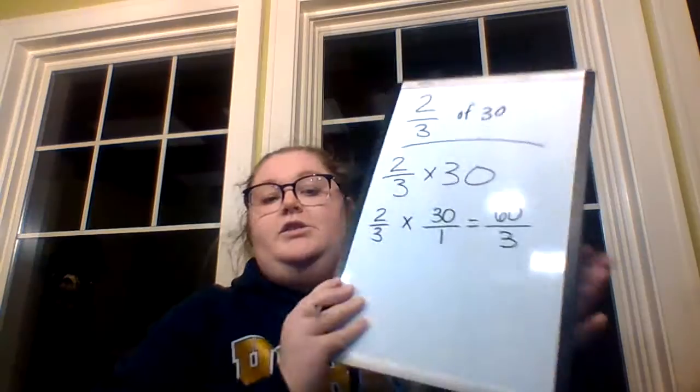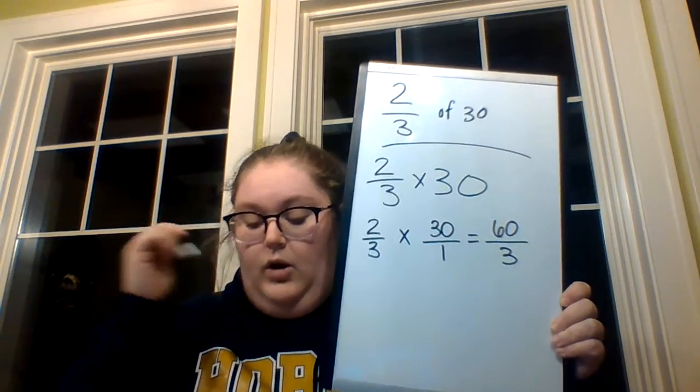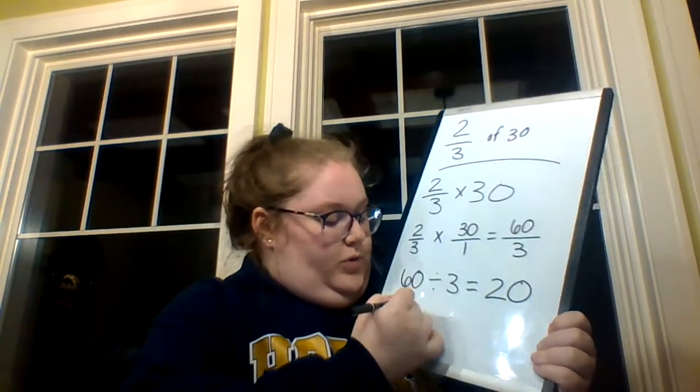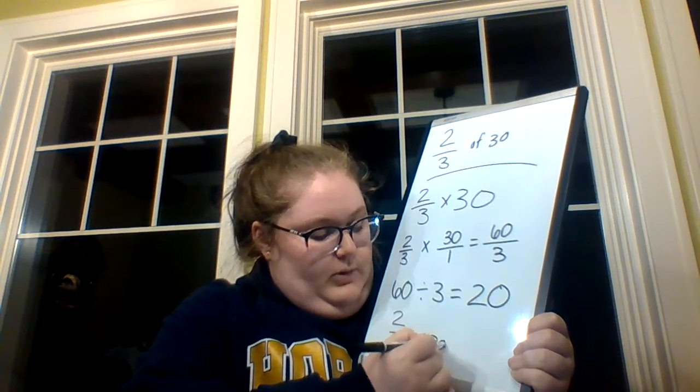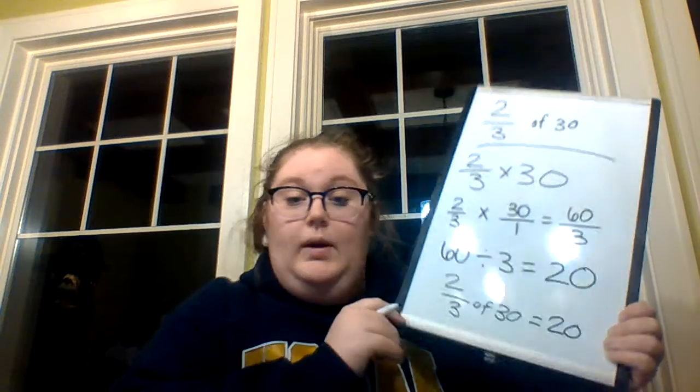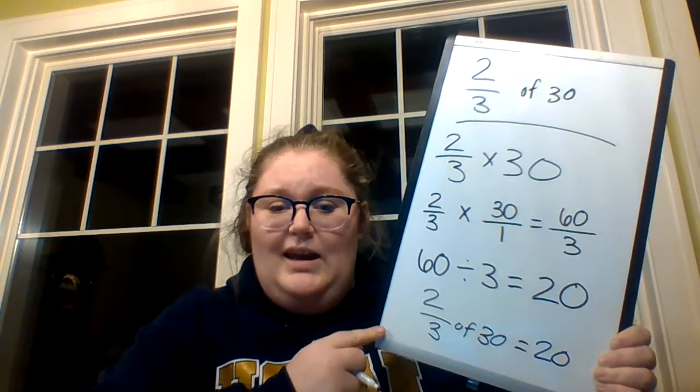So when we do that, we do 2 times 30, which is 60. 3 times 1, which is 3. So then our answer is 60 over 3. Well, we can reduce that. So how will we reduce that? We do 60 divided by 3. So 60 divided by 3 equals 20. So 2/3 of 30 equals 20. So this is what we're doing today.